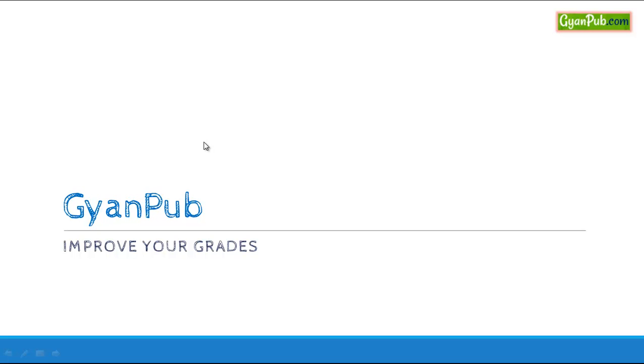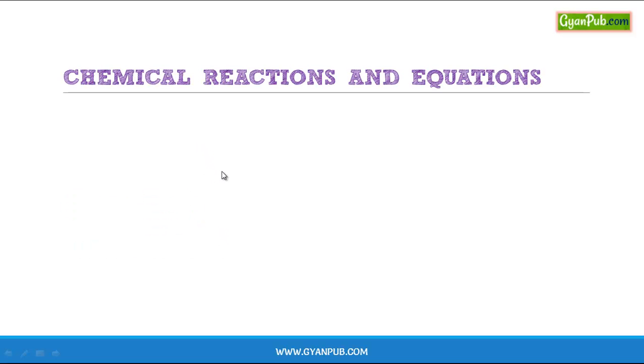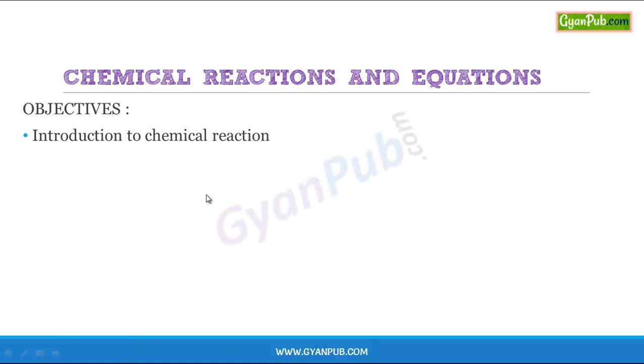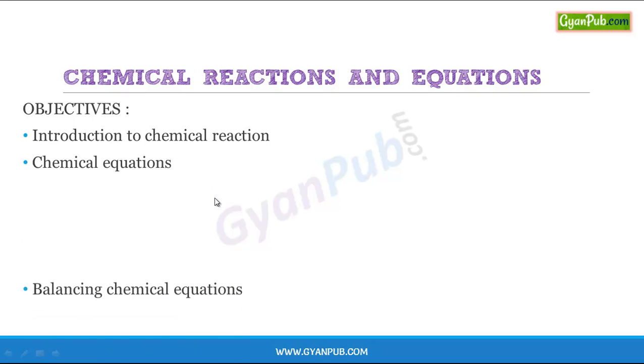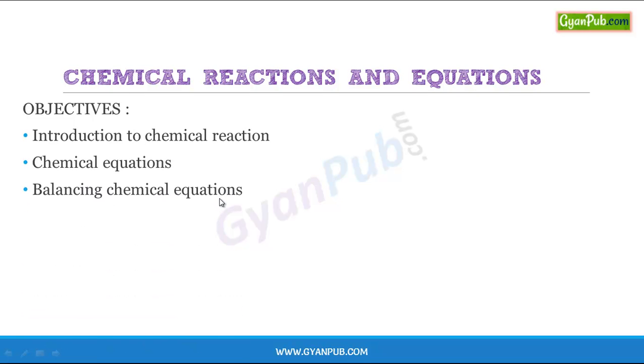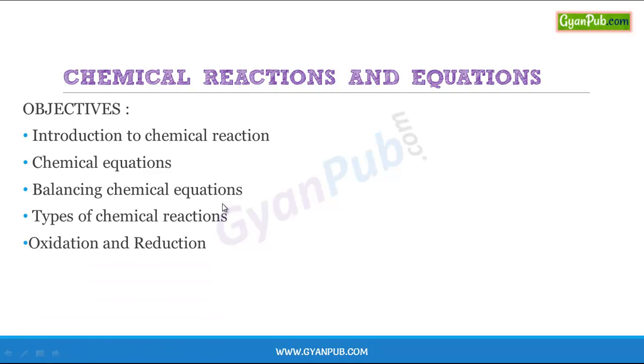Today, in this session, we are going to learn about the chapter Chemical Reactions and Equations. In this chapter, we are going to cover the following objectives: Introduction to Chemical Reaction, Chemical Equations, Balancing the Chemical Equations, Types of Chemical Reactions, and Oxidation and Reduction. Now, let us discuss the introduction to chemical reaction.